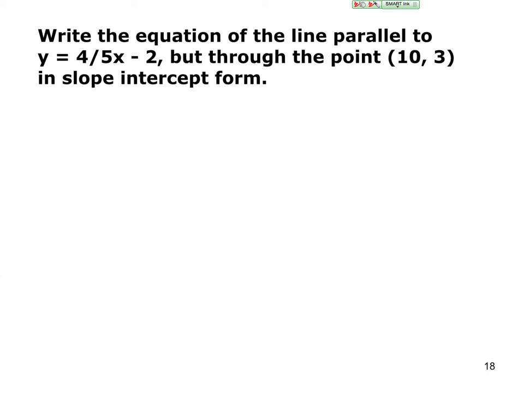Write the equation of the line parallel to y equals 4/5 x minus 2, but through the point (10, 3), and end up in slope-intercept form. If it helped, do what I did on that last one. List what is the point and what is the slope that I should be using.